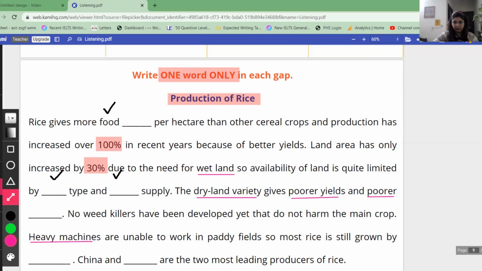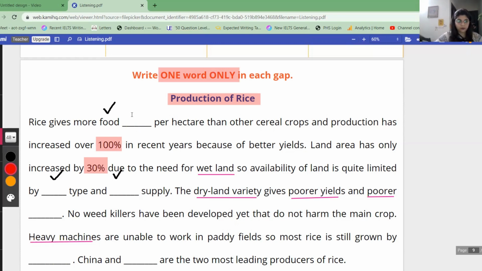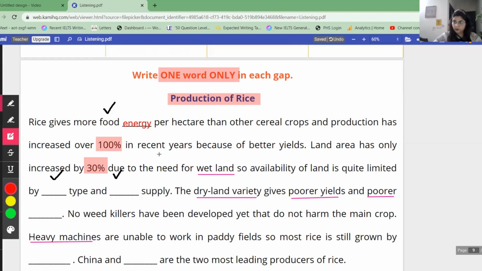Listen to it carefully. I'll return to the subject of rice production. What do we know about rice production? Well, firstly, rice produces more food energy per hectare than any other cereal grain and almost as much protein per hectare as wheat. Secondly, the production of rice has more than doubled in the last 40 years. How has this increase in production come about? Mainly as a result of improved field yields. The actual land area planted in rice has only risen by about 30%.